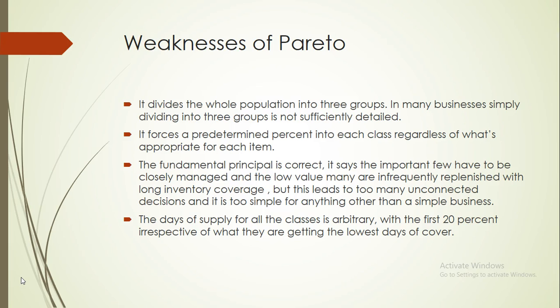because small and simple businesses can somewhat rectify these issues, but when it comes to big businesses, it is very difficult for them to control these kinds of decisions. The days of supply for all the classes is arbitrary, with the first 20% getting the lowest days of cover irrespective of the item.